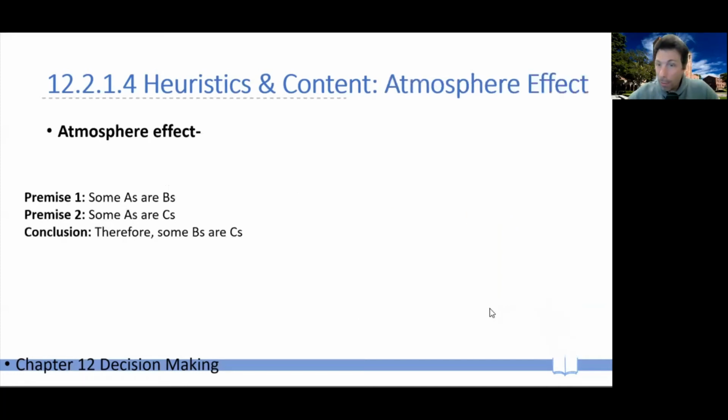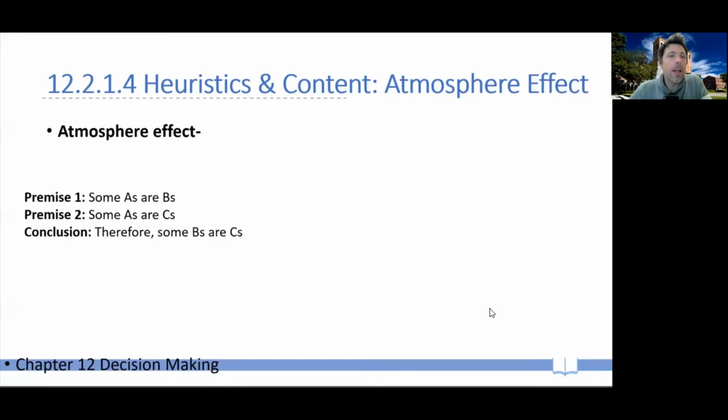Now, a different kind of example of how the actual psychology of reasoning differs from the principles of logic, meaning that we do not seem to always make use of the principles of logic in guiding our inference making, is known as the atmosphere heuristic. Let me give you another example.